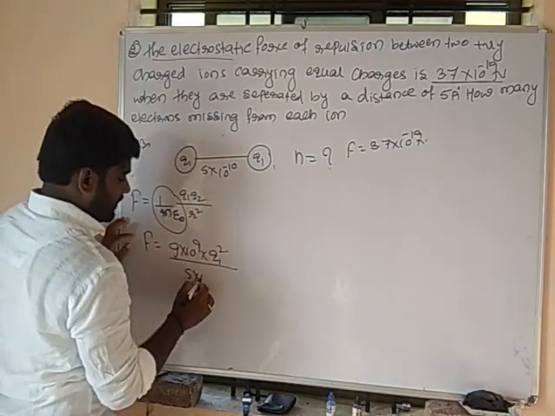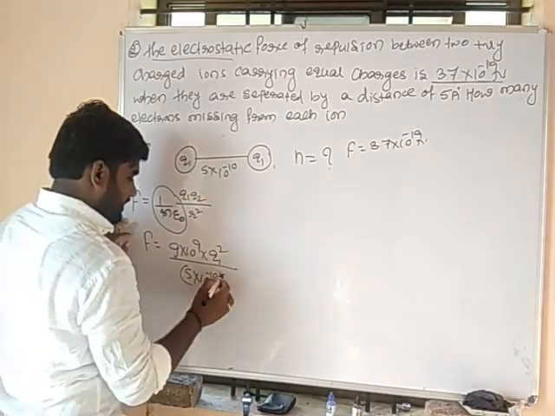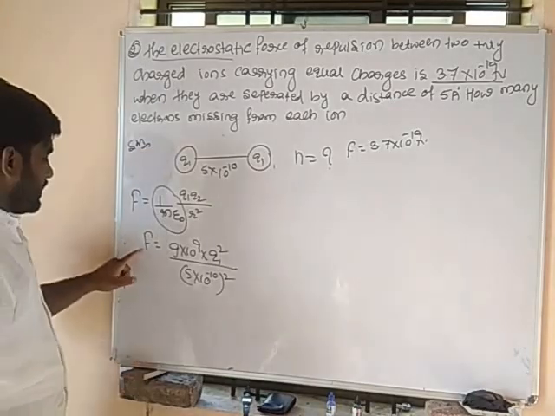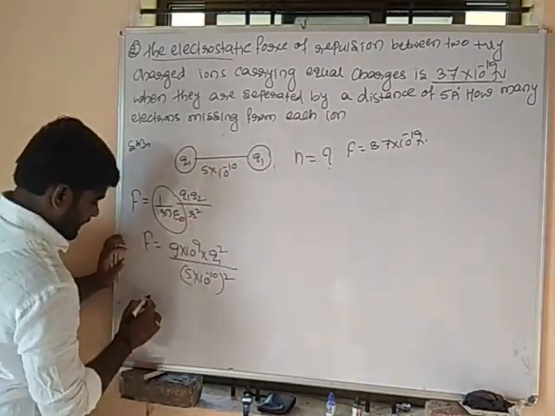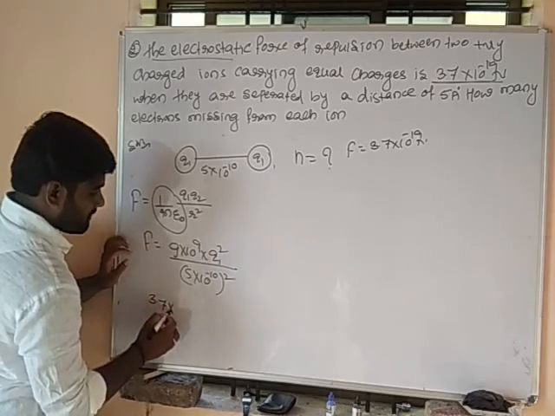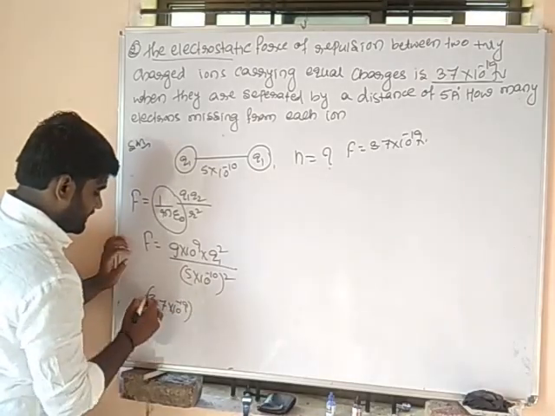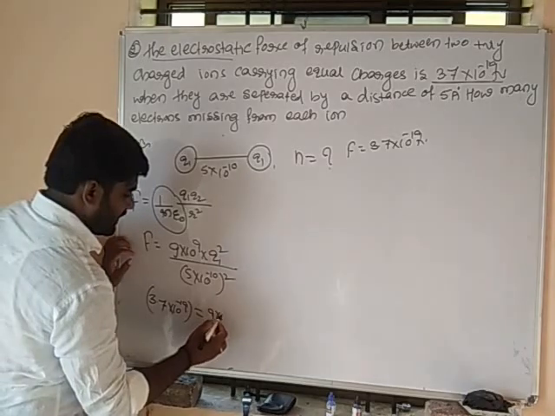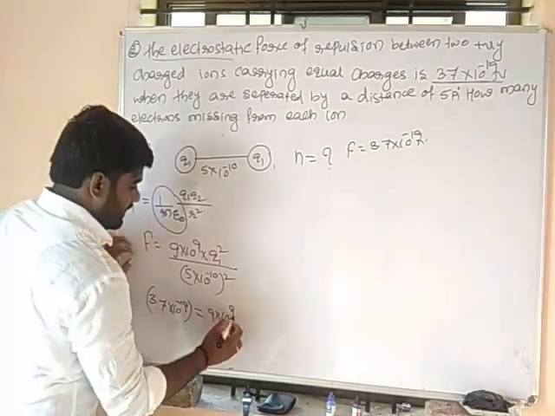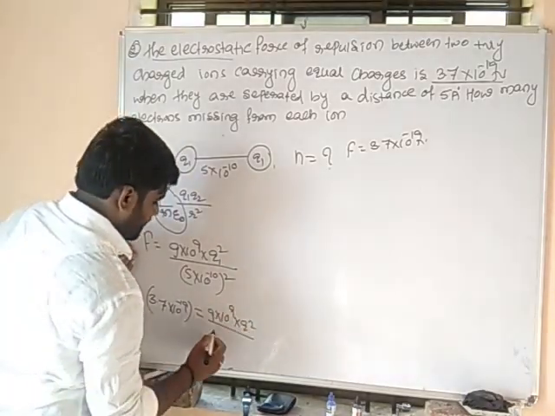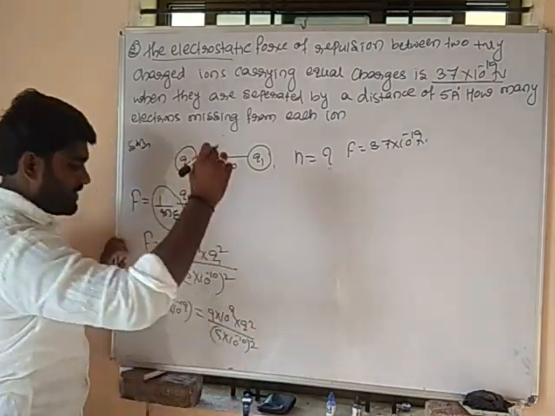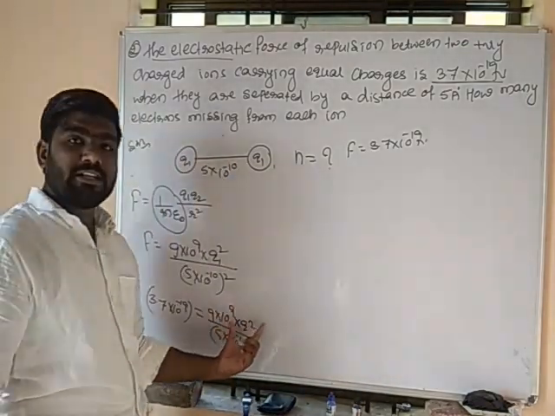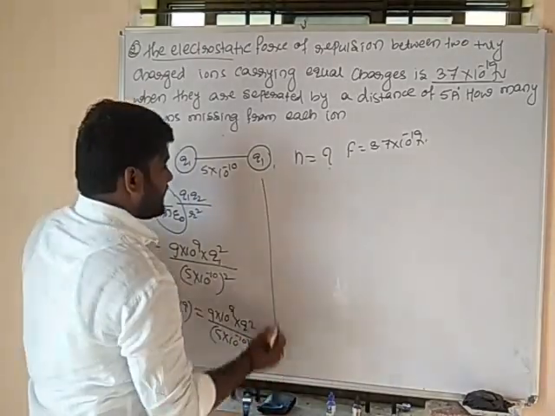It will be 5 into 10 to the power minus 10, its whole square. Then F is also given. What is the value of F? It will be 3.7 into 10 to the power minus 19 is equal to 9 into 10 to the power 9 into Q square divided by 5 into 10 to the power minus 10 its square. Then calculate what is Q square.